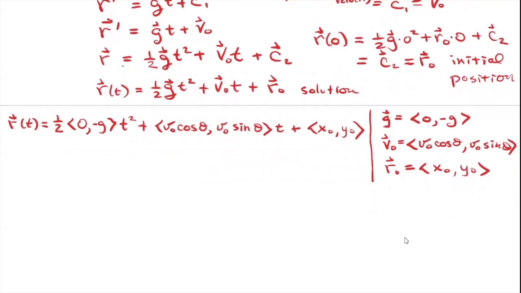And so you can see this is going to come together and form the x component and the y component of the trajectory as the object flies through the air.